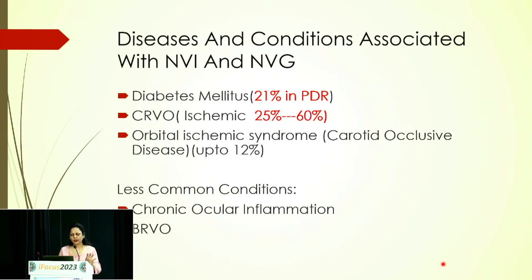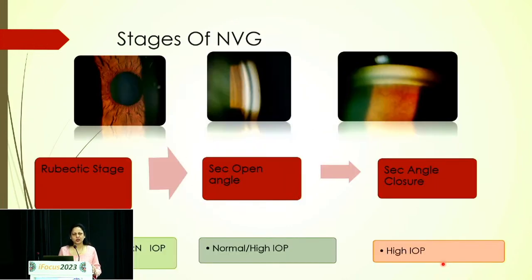Concluding my presentation with a couple of slides, you know that NVG is one of the most intractable glaucomas. But does it always have the nature of being intractable? The answer is definitely not, if you intervene in time.